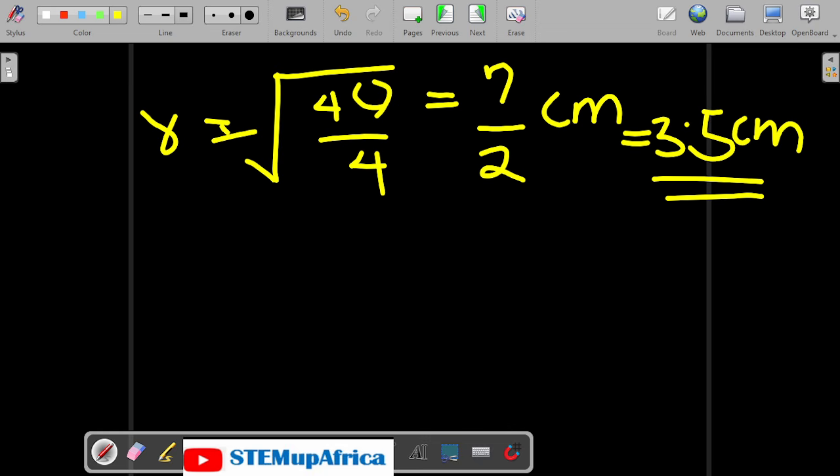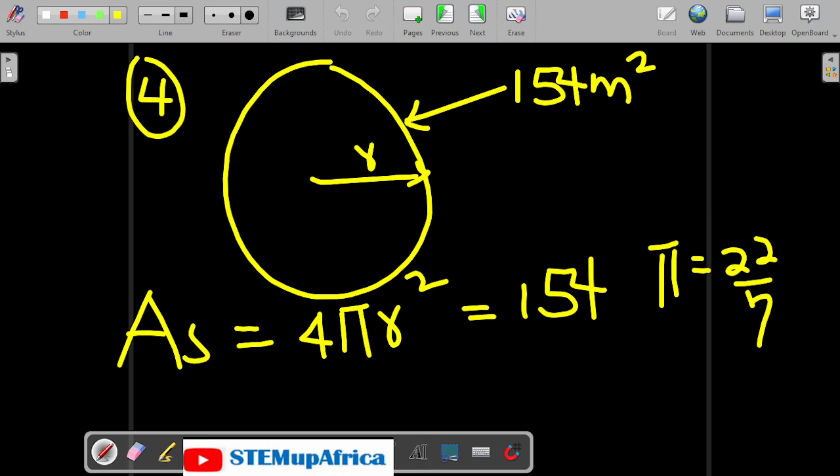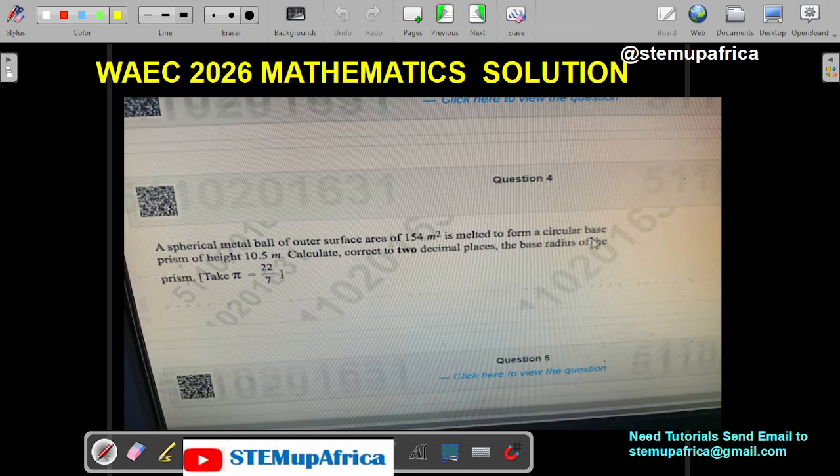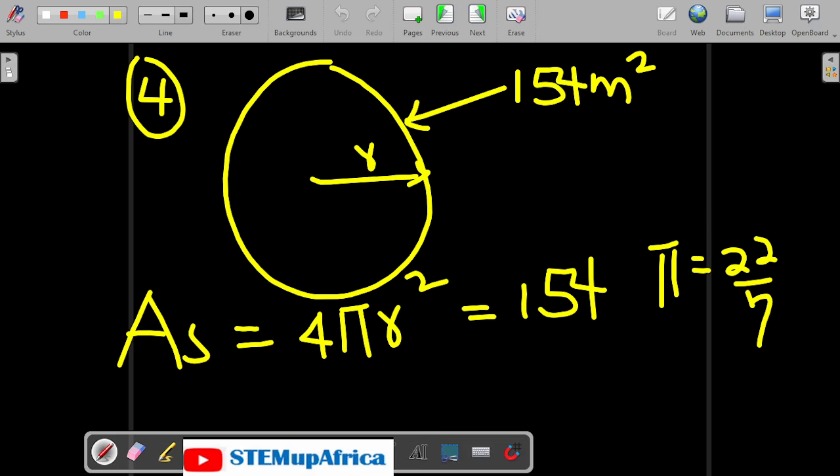So now I've gotten the radius of the sphere. It said the sphere is minted into a prism. Let's go back to the question. The sphere is minted into a prism of a circular base. Take note, the prism is of a circular base and it has a height of 10.5. So that prism is a cylinder.